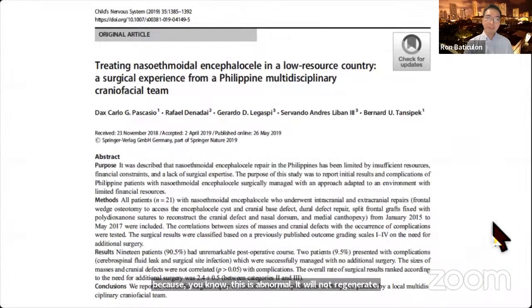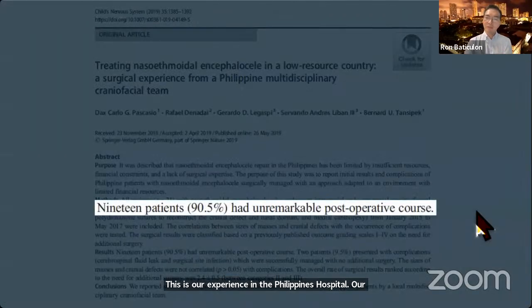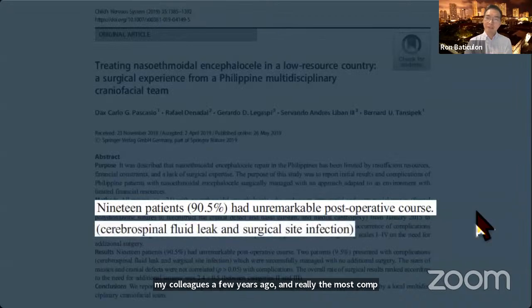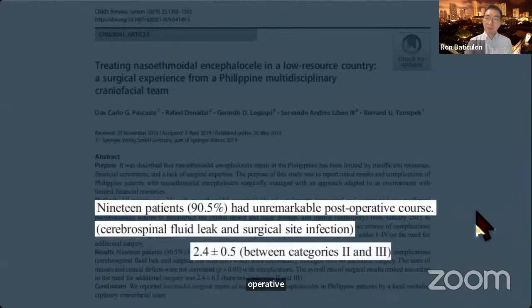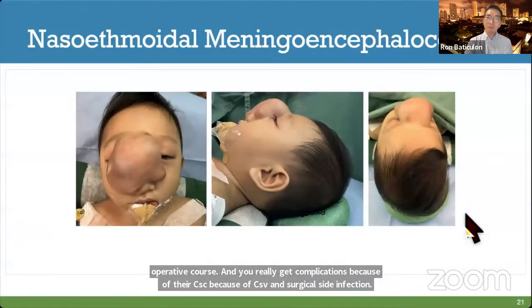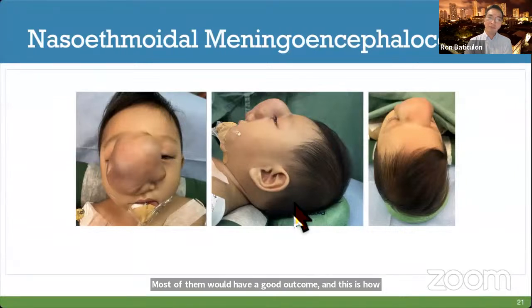This is our experience in the Philippine General Hospital. My colleagues published this a few years ago, and really most of them had an unremarkable postoperative course, and you really only get complications because of CSF leak and surgical site infection. Most of them would have a good outcome, and this is how we would normally do them. We normally do these with our plastic surgery colleagues. We do a combined intracranial and extracranial repair.